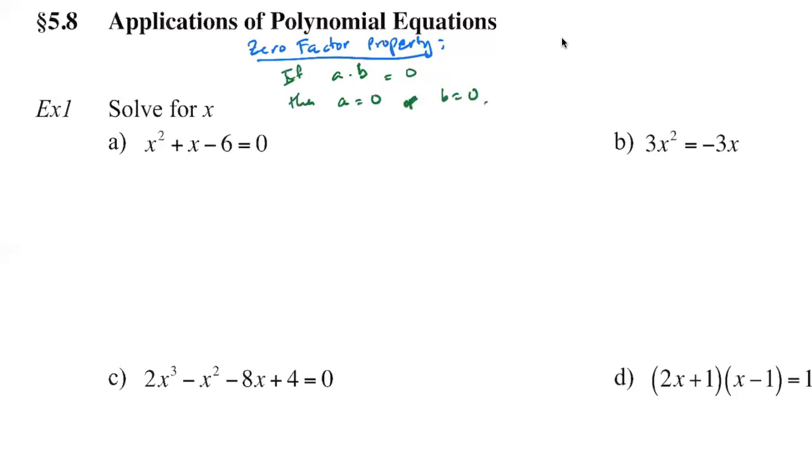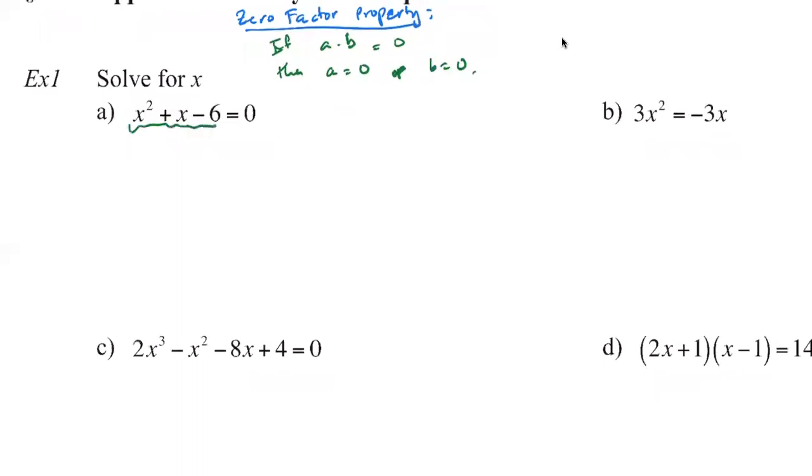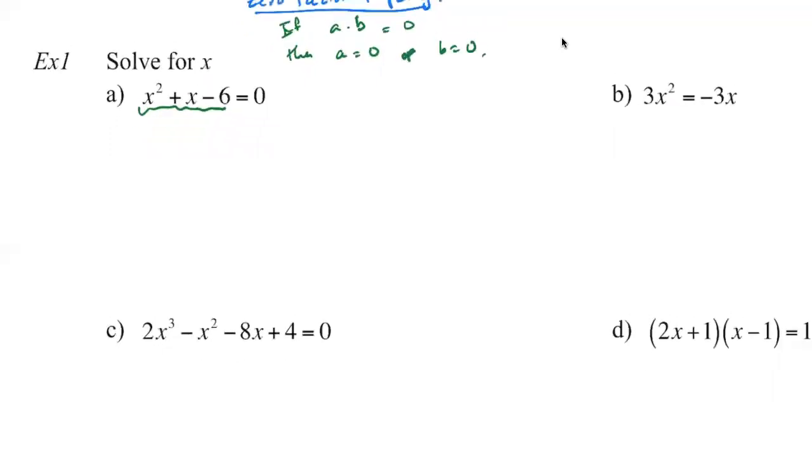So what we're going to do next is apply the zero factor property with these equations. We say, okay, is there any way we can rewrite these polynomials as a product of its factors? And the answer is yes, and that's what we've been doing up to this point. I learned how to factor a trinomial, so this is going to be x plus 3 times x minus 2 equals 0. So the left-hand side can be written as a product of the factors x plus 3 and x minus 2.